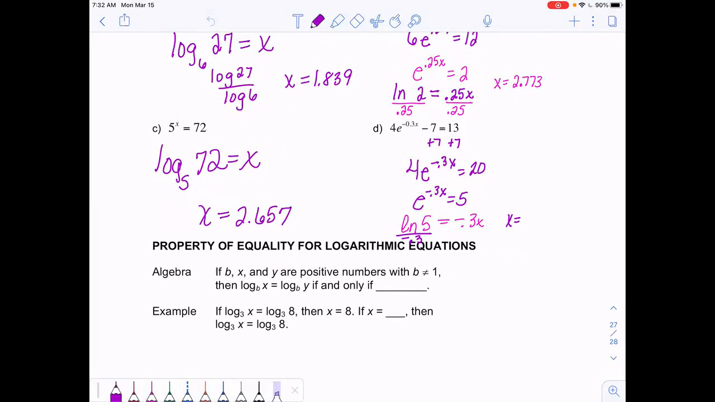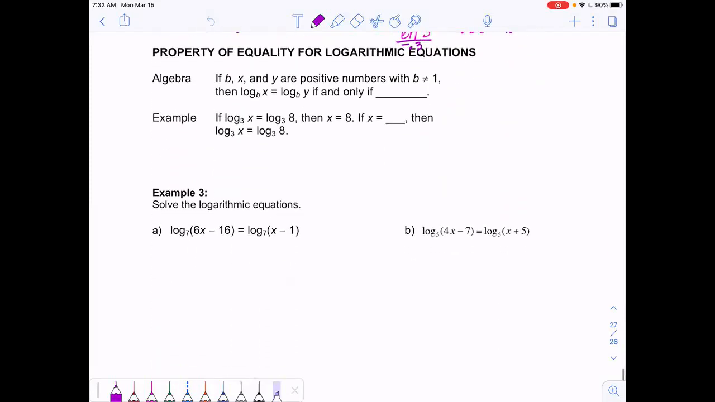So, property of equality for logs says that if b, x, and y are positive, and b is not equal to 1. And it can't equal 1 because as an exponent, if you have the number 1 to any power, it's not an exponential function because 1 to any power equals 1. So therefore the base can't be 1 either if it can't be written as an exponent to be an exponential function.